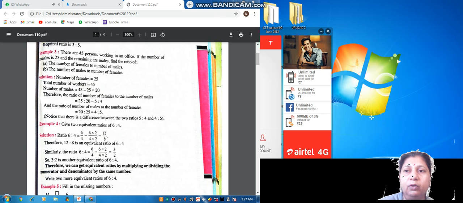So which are the equivalent ratios of 6 as to 4? 12 as to 8 and 3 as to 2. Of course you can multiply by any number also. You can multiply by 3 also, you can multiply by 10 also. And division, if both numerator and denominator are divisible by any number, you can also divide. But it should be divisible to both, that is numerator and denominator. Get it? Okay, next.